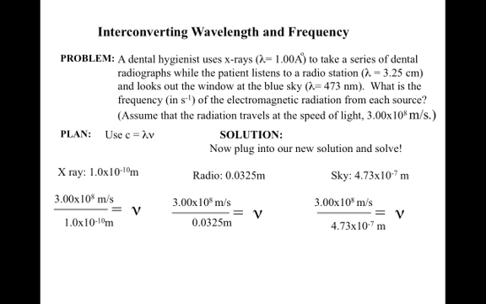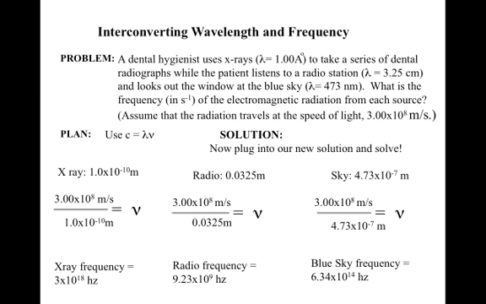And finally, if we go ahead and solve each one here, the X-ray frequency would be 3 times 10 to the 18th. Our radio frequency would be 9.23 times 10 to the 9th. And the frequency of the blue wavelength of the sky is 6.34 times 10 to the 14.